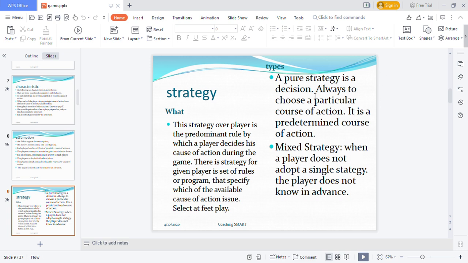So there are two types of strategies. We have pure strategy. As part of the decision, the player always chooses a particular course of action. It is a predetermined course of action. If it is pure, it is predetermined. Mixed strategy. When a player does not adopt a single strategy, the player does not know in advance. So this is where probability now comes in. This is where the maximin and minimax principle is not applicable. The saddle point cannot be used in the mixed strategy.